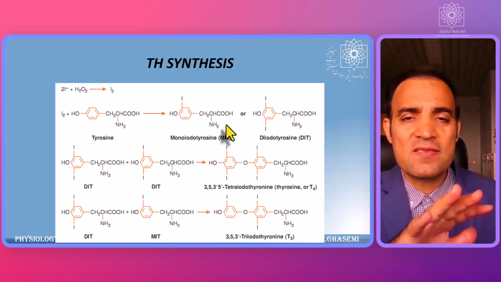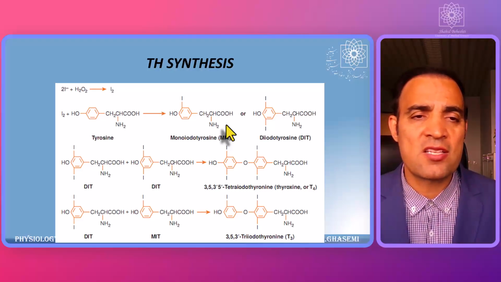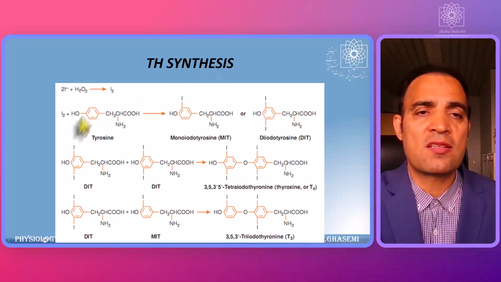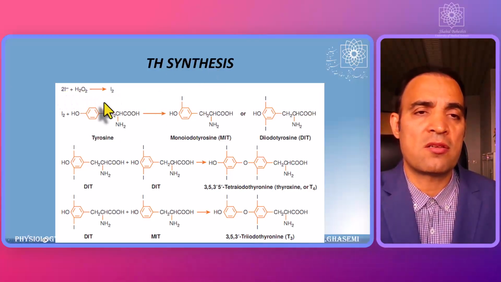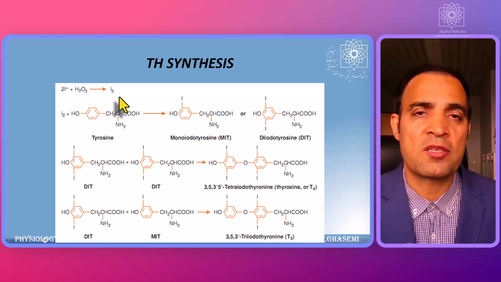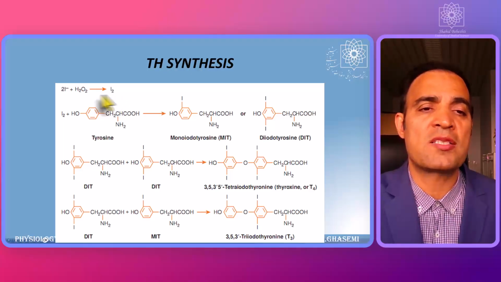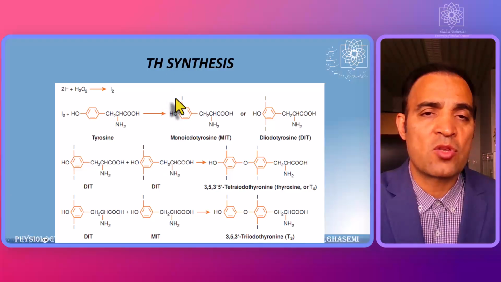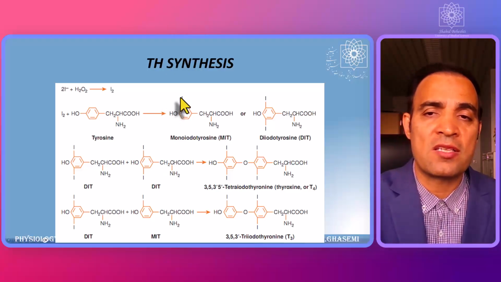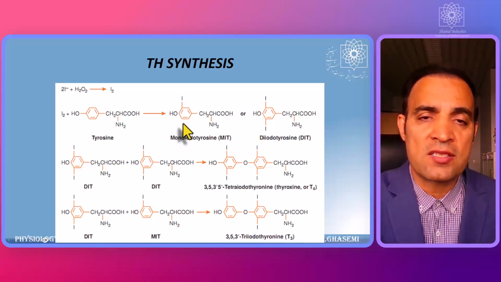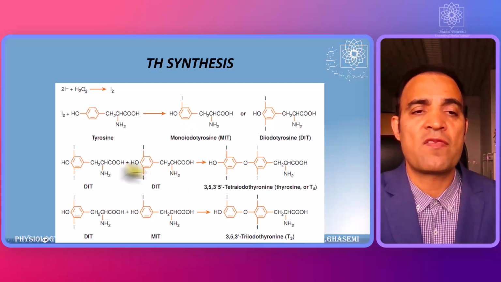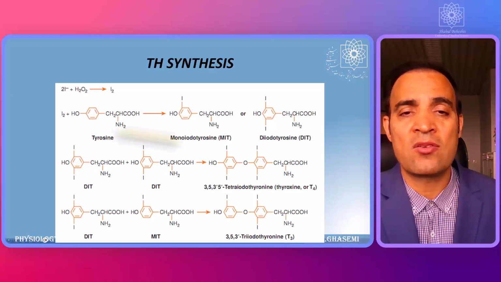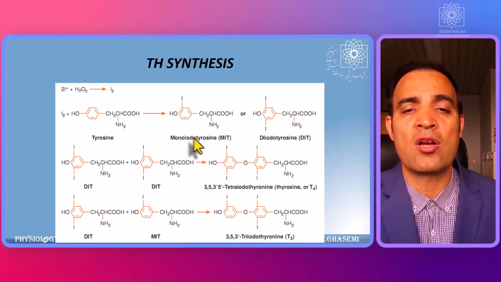This figure shows the different stages of thyroid hormone synthesis. Firstly, you see that iodide is being reduced and ready to be added to tyrosine. We have two sites for iodine addition, one here and one in this position. Therefore, if iodine is added to a tyrosine, then we have monoiodotyrosine.